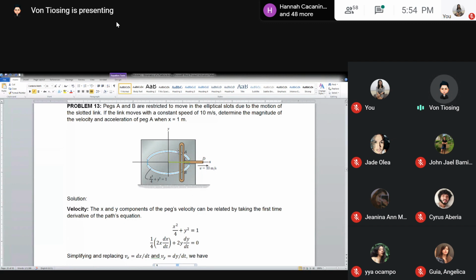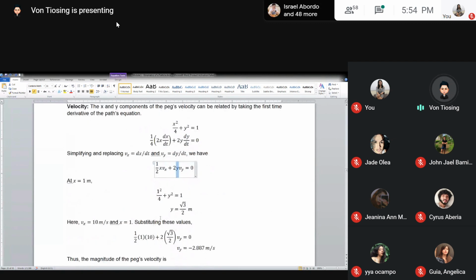Pero along y, nagbabago rin yung value ng y coordinate niya. Nagbabago rin yung y component ng velocity. Okay? So substitution dito sa formula: 1/2 times 1 times Vx na 10, plus 2 times y, square root of 3 over 2, times Vy equal to 0. So Vy is equal to, double check natin, negative 2.887 meters per second.